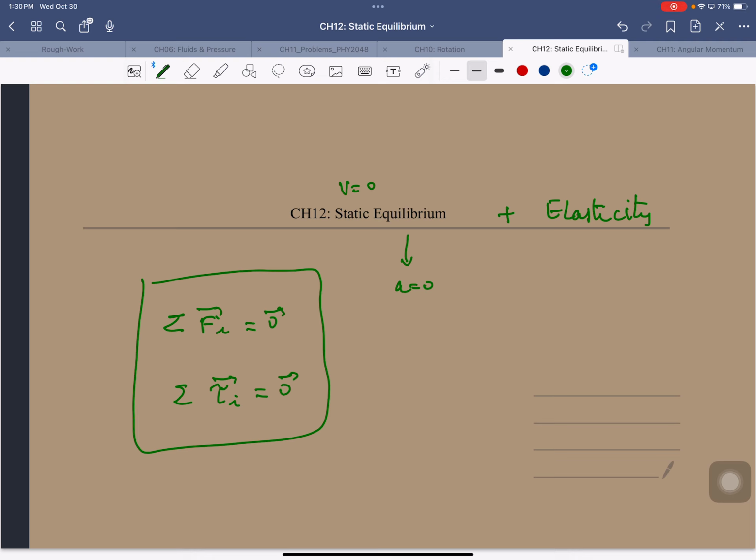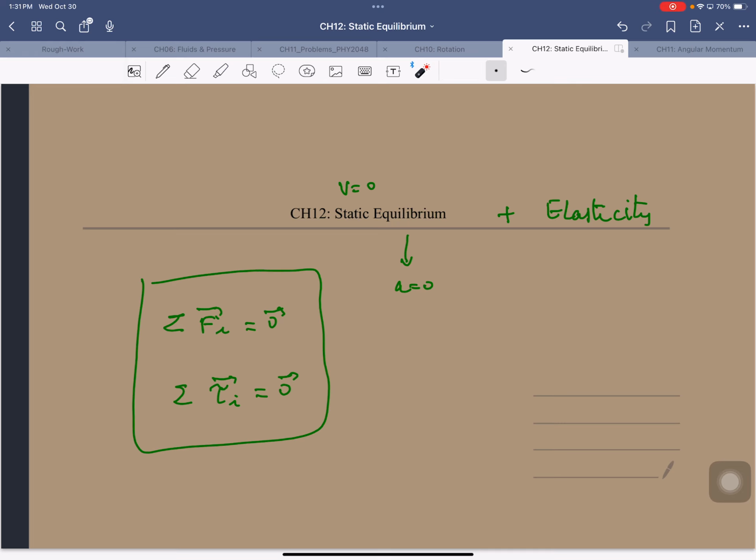What does this equation tell you? What is this equation saying? If you add all the forces, they add up to 0. So the sum of all the forces acting on an object should be 0 if you want static equilibrium. And what is this saying? The sum of all the torques that these forces exert on the object must be 0. So for an extended object to be in static equilibrium, these two conditions must be met. And that'll be the entire course.